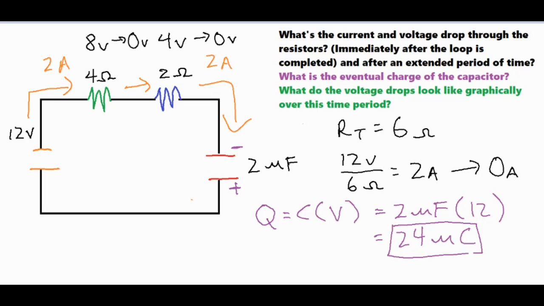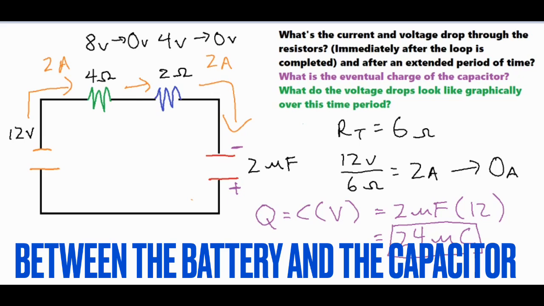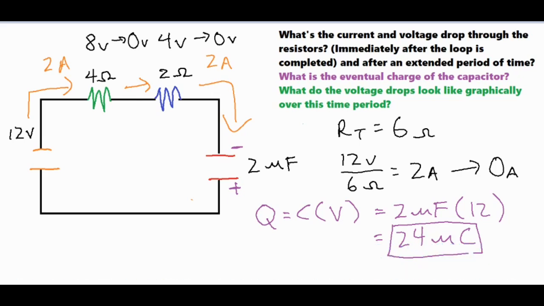Now what happens is, as this side develops more and more charge, that potential difference goes from 12 to 0 eventually, and then the current is going to stop flowing. So let's talk about what the 2 graphs would look like. So it says, what do the voltage drops look like graphically over this time period?